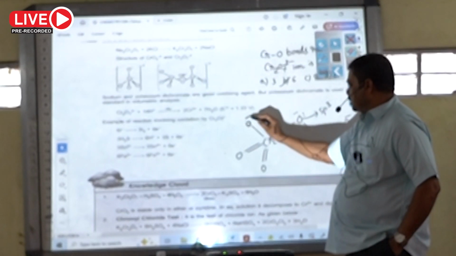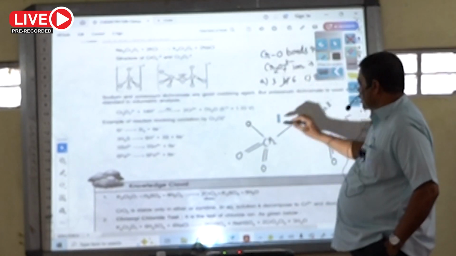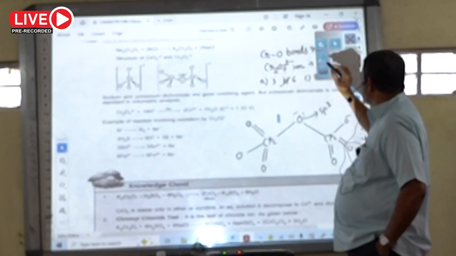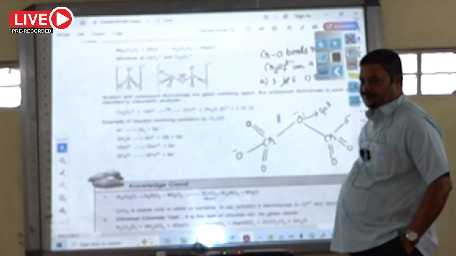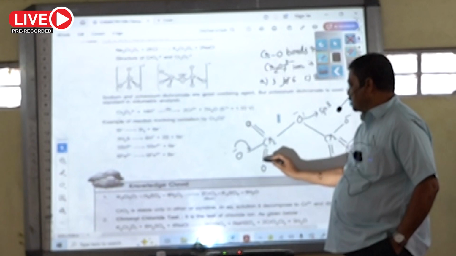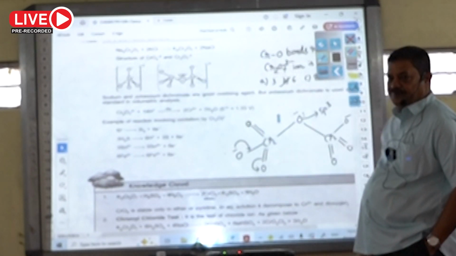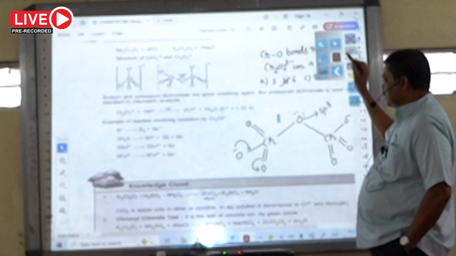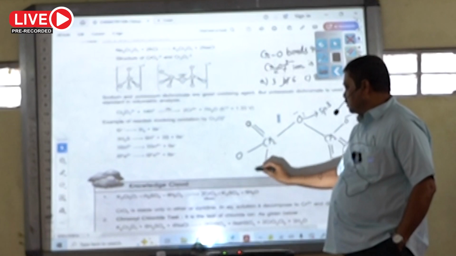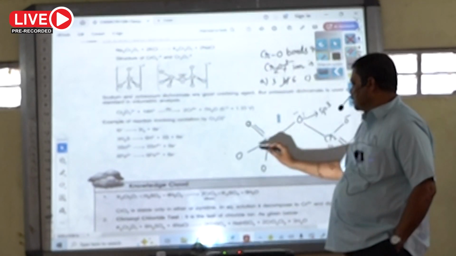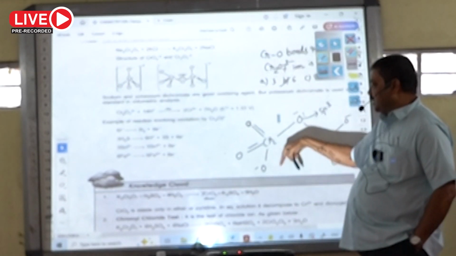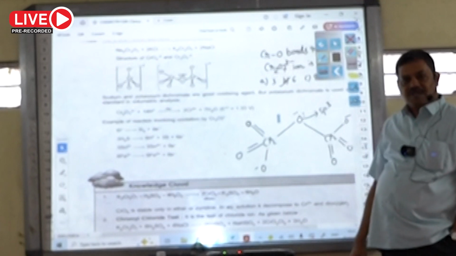in the next structure, this becomes double bond O. This becomes O minus. In the next structure, this bond shifts, this bond shifts. Then what will be the structure? This becomes double bond O. This becomes single bond O minus. That means the O minus is oscillated among 3 oxygens.